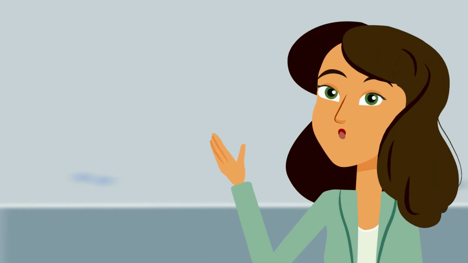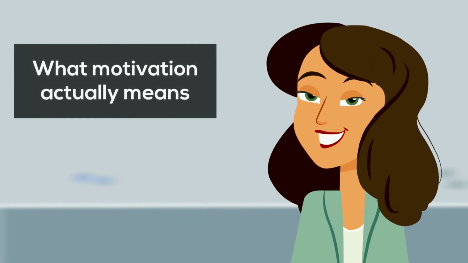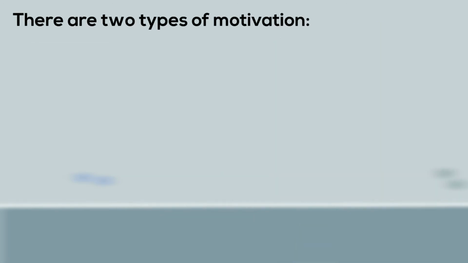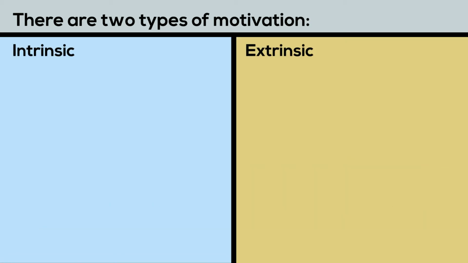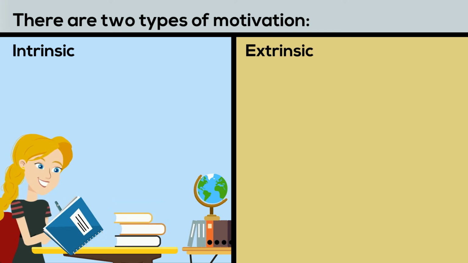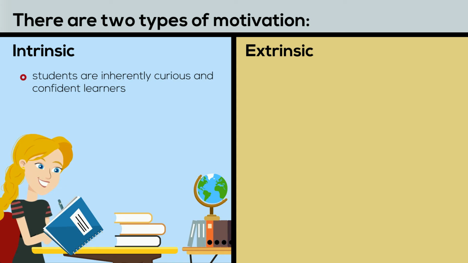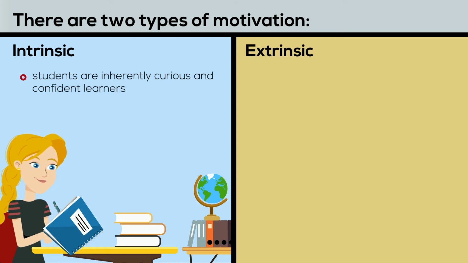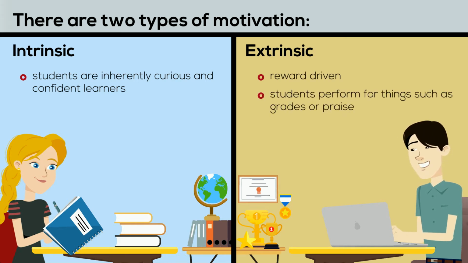Before we can focus on strategies, let's take a look at what motivation actually means. There are two types of motivation: intrinsic and extrinsic. Intrinsic motivation is when students want to learn because they are inherently curious and confident learners. Extrinsic motivation is rewards-driven, with students performing specifically for things such as grades or praise.